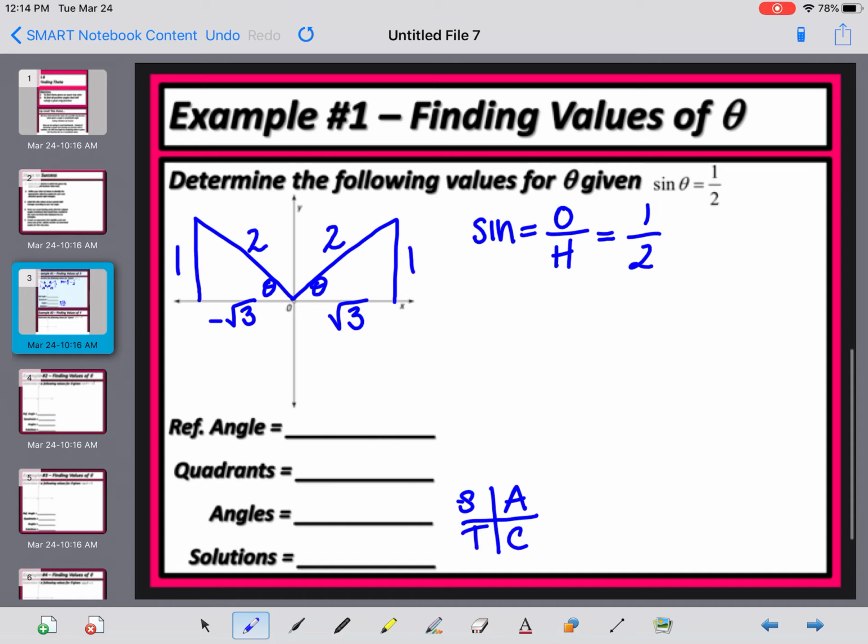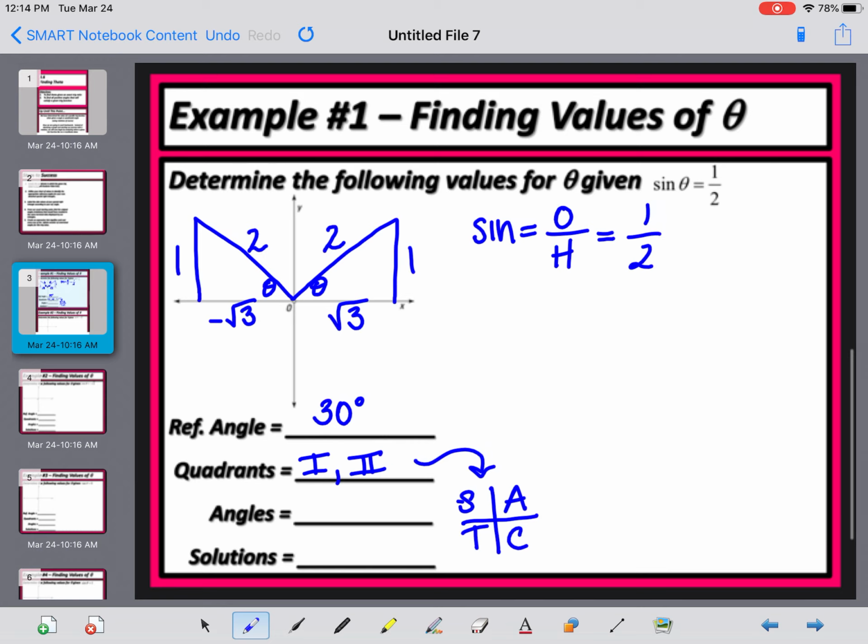So in a 30, 60, 90, what angle is across from the side length of 1? And that would be 30 degrees. Okay, our possible quadrants here are 1 and 2. We got that from all students take calculus. And now we want to figure out, well, what are those actual angles? So in order to do that, we're looking at the angle rotation.